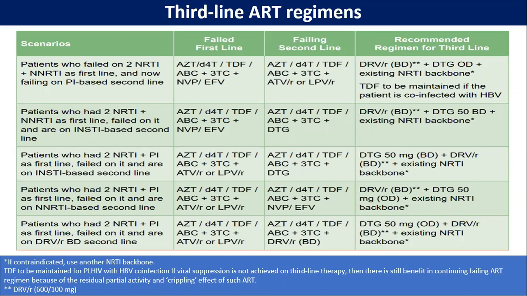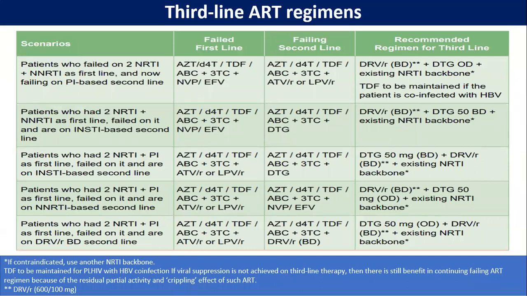Now, patients who had 2 NRTIs plus PI as first line, failed on it and are on an NNRTI-based second line. This was done earlier, before the advent of integrase inhibitors, dolutegravir or raltegravir. In those cases, patients on atazanavir-ritonavir or lopinavir-ritonavir based first line ART were shifted to nevirapine or efavirenz based second line ART in those days when there was no dolutegravir. Now the recommended third line ART would be darunavir-ritonavir BD plus dolutegravir 50 milligram OD because the patient was never exposed to dolutegravir, and the existing NRTI backbone to be continued.